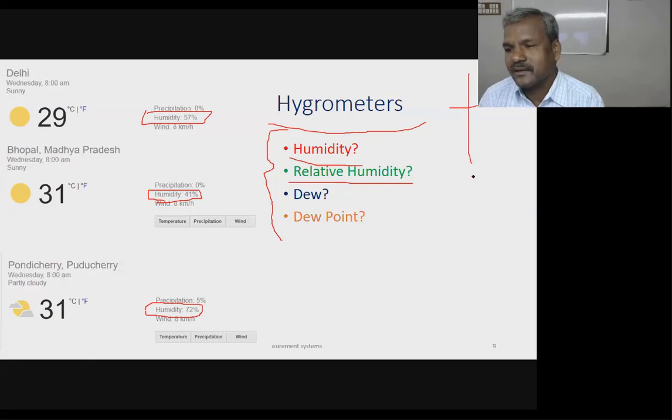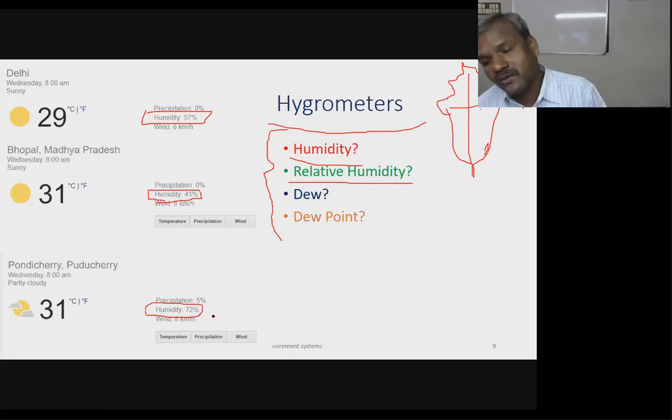Sorry, I am not a good drawing man. I am not a good painter. So this India, we are in Pondicherry in the coastal area. In the coastal area, normally the humidity will be more.